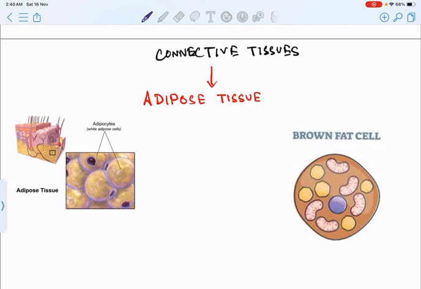So first of all, beginning with the adipose tissue. See, the fat in the adipose tissue is mainly deposited by special cells. Okay, so first of all, we can write one thing is that there are two types of adipose tissue.